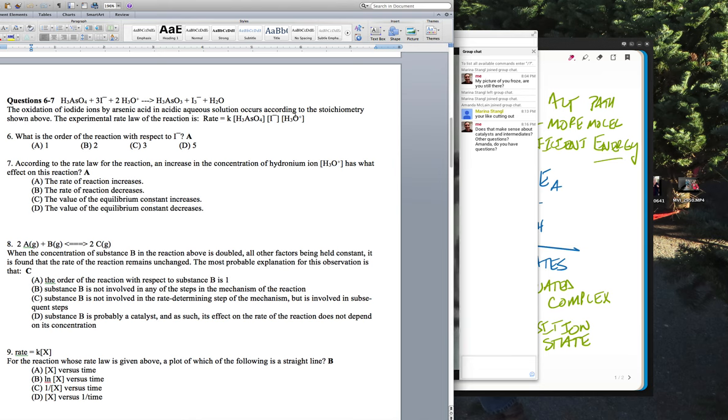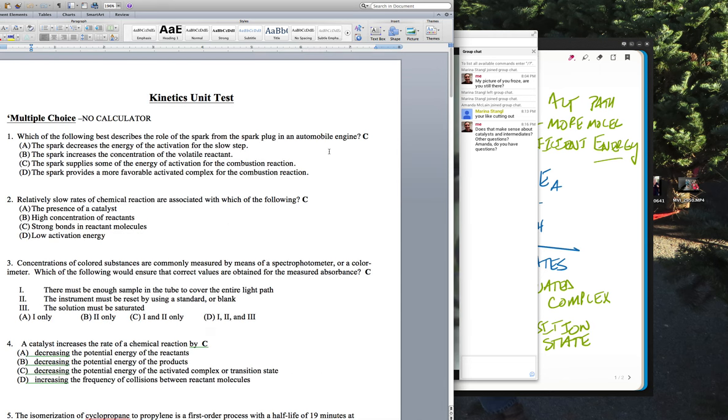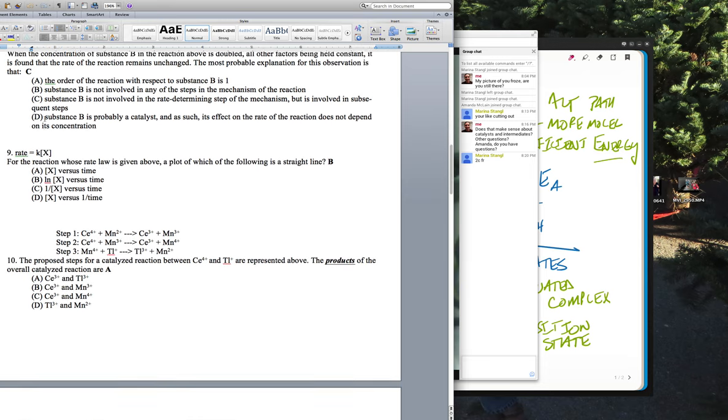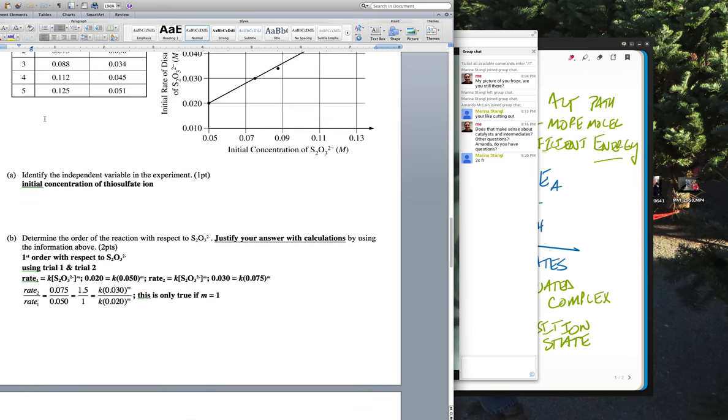Can you go over the multiple choice? Which one? Multiple choice number 2, number 2C. Oh, multiple choice? Okay. This one right here: relatively slow rates of chemical reaction are associated with which of the following? No, that's on the free response. Oh, free response. Sorry. That's okay.